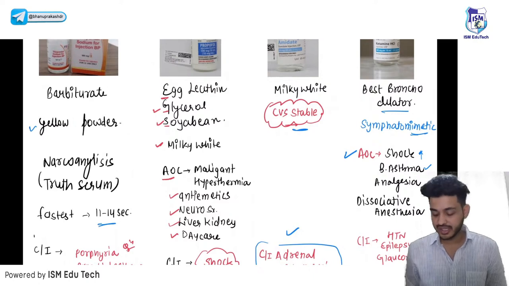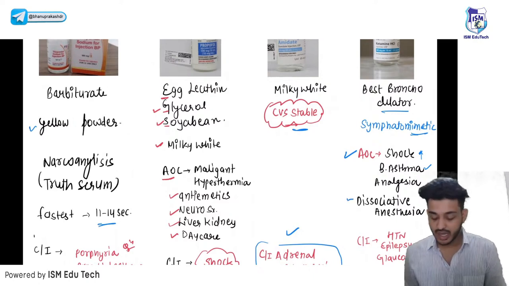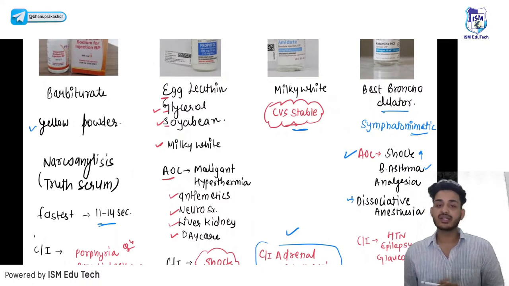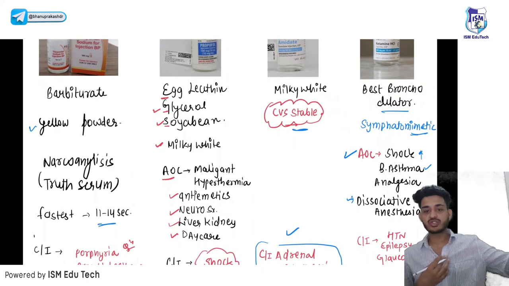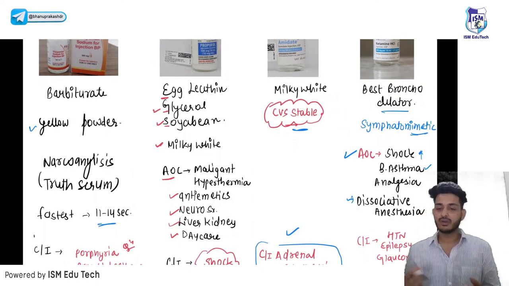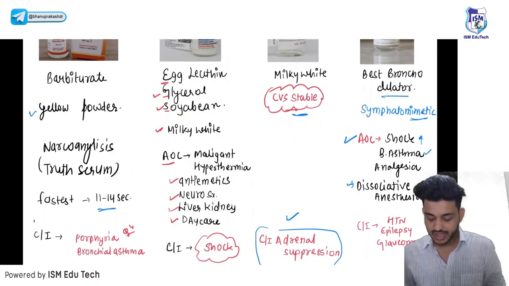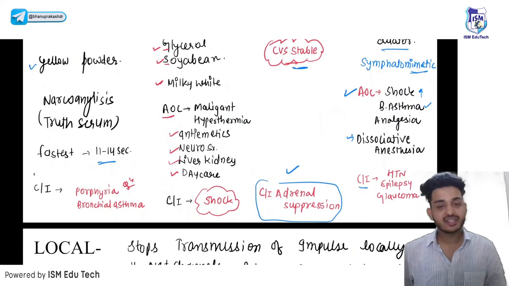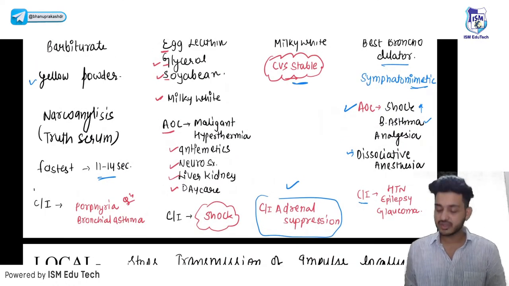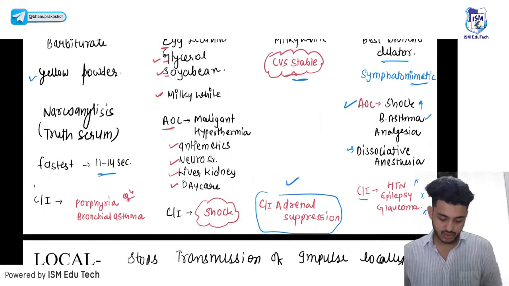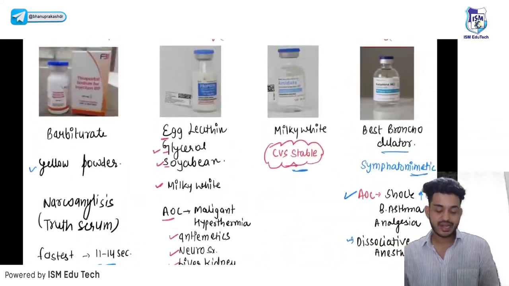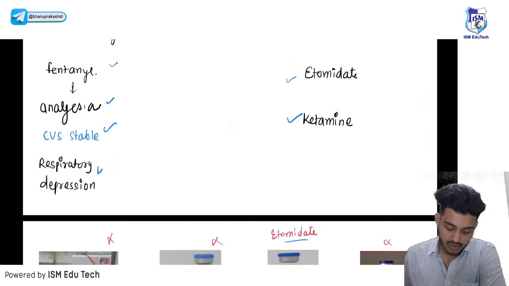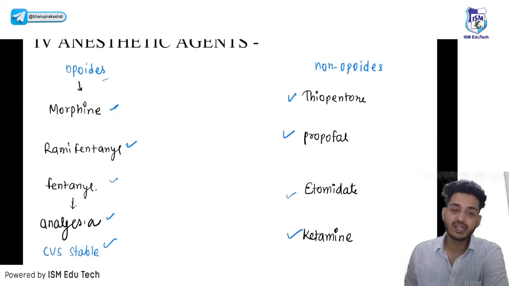It is a very good analgesic, and it will produce a special kind of thing that is known as dissociative anesthesia. That means the patient will feel like I am standing outside and looking at the surgery. The patient will be awake, and whatever surgery you are doing, you are just watching. Okay, so that is your dissociative anesthesia. That means the brain is there. Where is it contraindicated, guys? As it is sympathomimetic, it will be contraindicated in hypertension, epilepsy, glaucoma. These are the things we need to remember about the IV anesthetic agents.